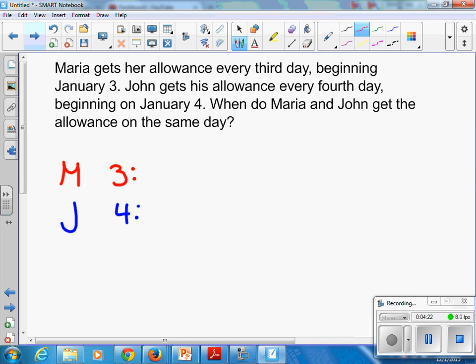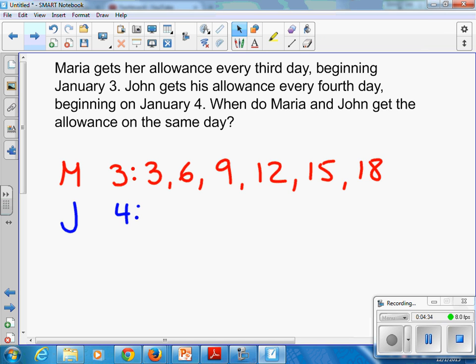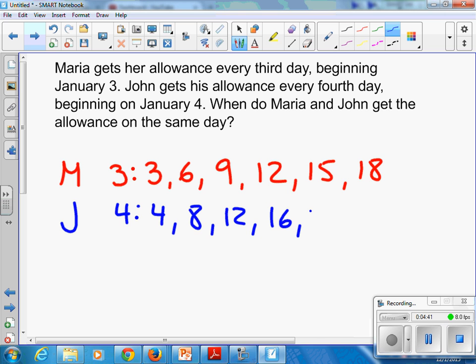So let's start doing them. Multiples of 3, first 6 usually. 3, 6, 9, 12, 15, 18. Now, first 6 multiples of 4: 4, 8, 12, 16, 20, and 24. Let's see. Do we have any common numbers? 3 is not on the list. 6 is not on the list. 9 is not on the list. 12 is in the list. And then if we extend it, we'll eventually have 24 in both lists, right?